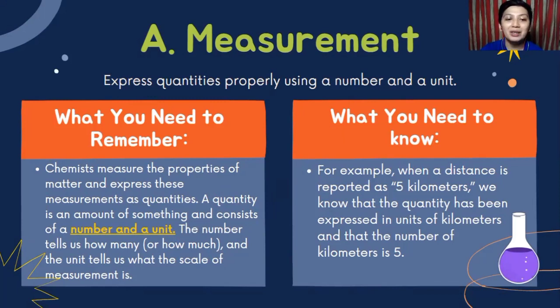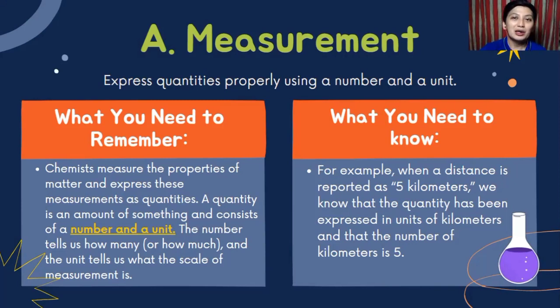The number tells us how many or how much, and the unit tells us what the scale of measurement is so that we can distinguish one measurement from another. For example, when a distance is reported as 5 kilometers, we know that the quantity has been expressed in units of kilometers. Meaning to say, you are talking about the path of the road that you took already. The unit is kilometers, and the number is 5.